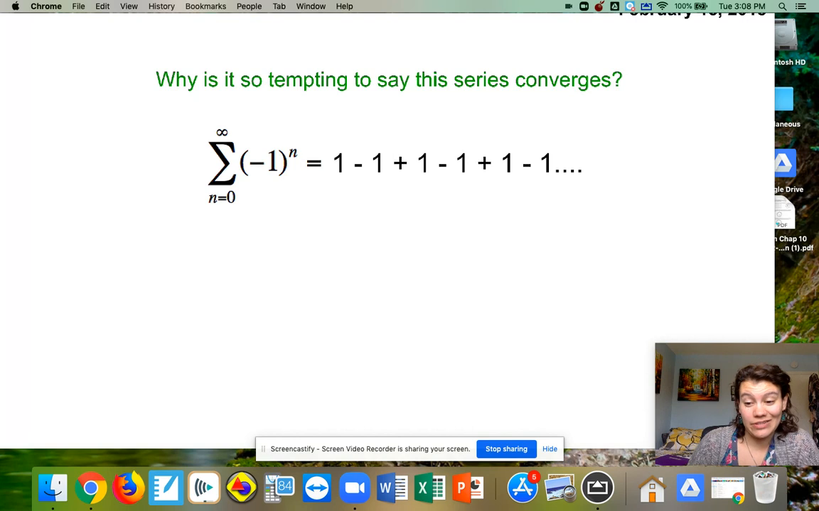Why is it tempting to say this converges? The reason being, it looks like it's doing the same thing over and over again. So it looks like you should get one number, but really you're alternating.